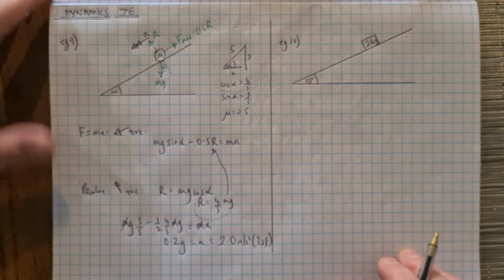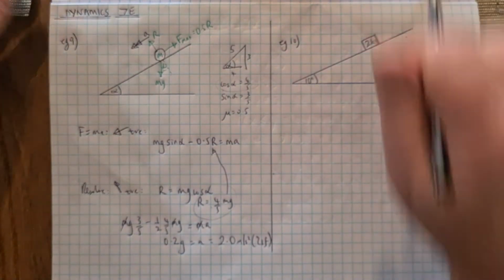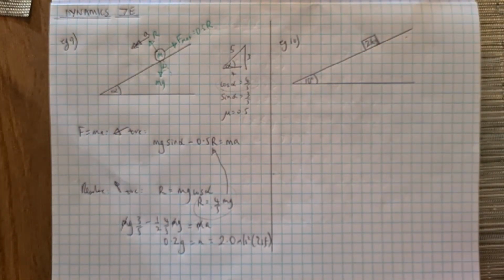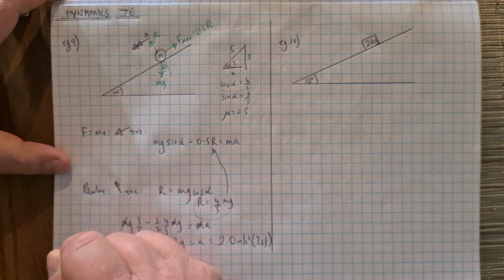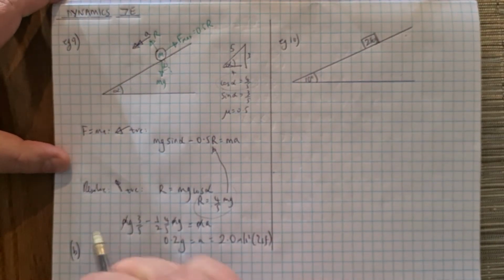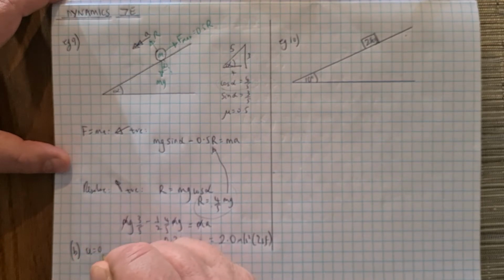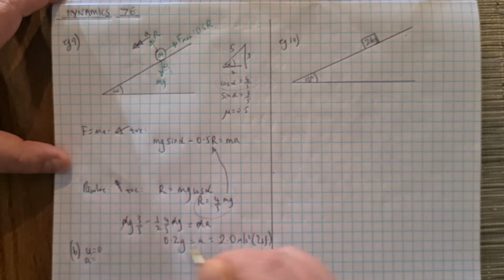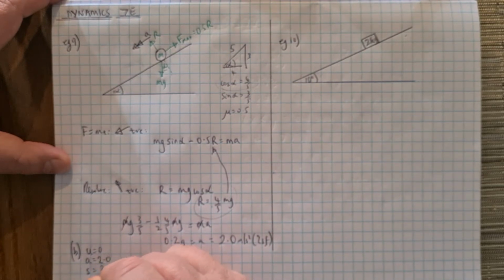Now for part B, as soon as it starts saying distance, that's when we then go to our kinematics equations. So for part B, we have that it starts from rest, so u equals 0. We have a, we now know, is 2.0 meters per second squared. We're trying to find out s. We don't know t.